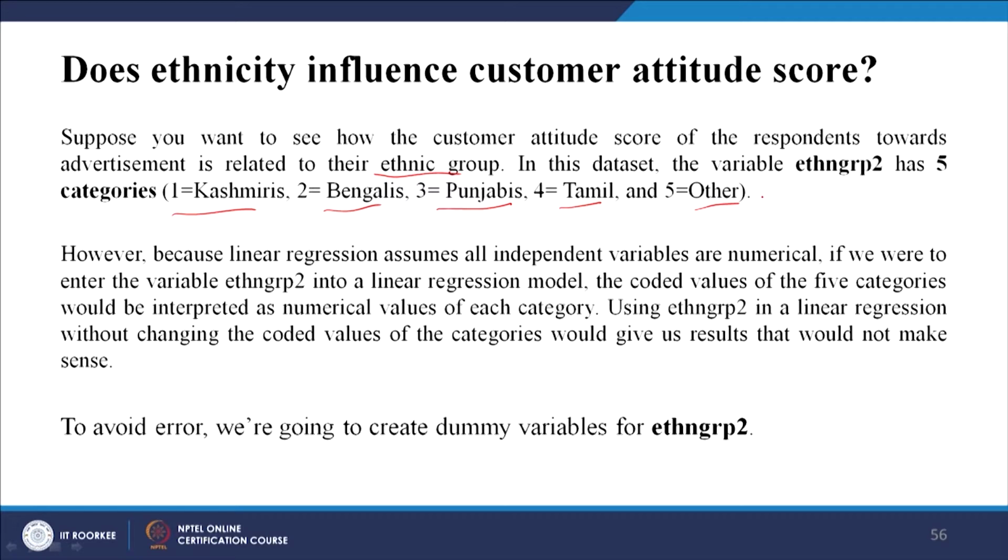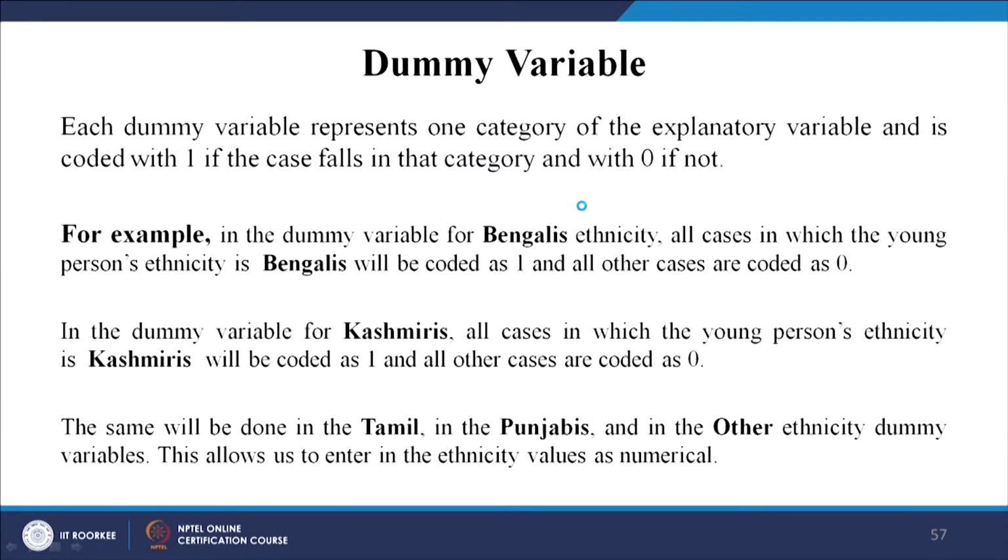However, because linear regression assumes all independent variables are numerical, and since these are all categorical variables, we have to create dummy variables. Each dummy variable represents one category of the explanatory variable and is coded with 1, as we have done earlier, if the case falls in that category, and with 0 if not. For example, for the dummy variable for Bengali ethnicity, all cases in which the young person's ethnicity is Bengali will be coded as 1 and others as 0. Similarly, for Kashmiri, Tamil and others.